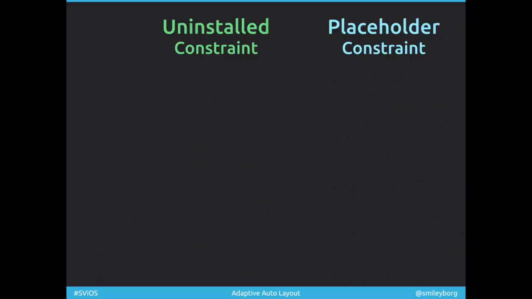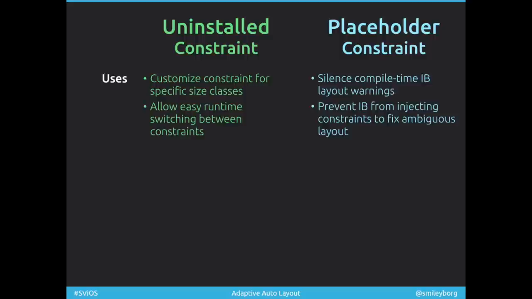So let's take a look at the difference between an uninstalled constraint and a placeholder constraint. Uninstalled being an unchecked installed checkbox, and a placeholder constraint being a checked placeholder checkbox. What are the uses? Well, an uninstalled constraint allows you to customize that constraint for specific size classes, like we saw. But it also can allow you to do easy runtime switching between constraints that you create in Interface Builder. And we'll get into a little bit more detail on that in a second. But contrast that to a placeholder constraint, which is something that you use to silence compile-time Interface Builder warnings.